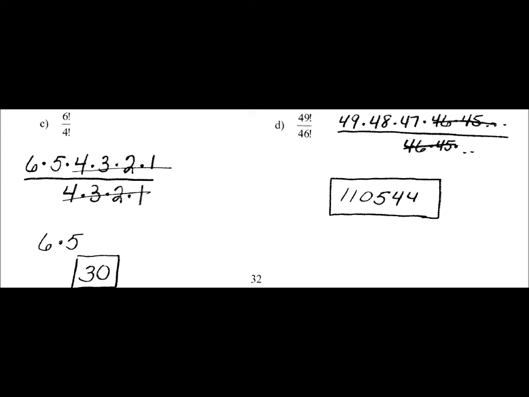D is very similar. On the top we have 49 all the way down, and on the bottom we have 46 all the way down. The numbers 46, 45, 44, 43, 42, all the way down to 1 cancel each other out, leaving only 49, 48, and 47 in the numerator, which is valued at 110,544.